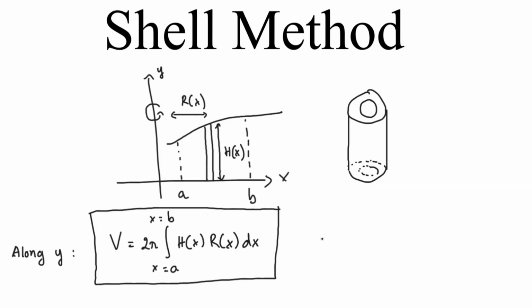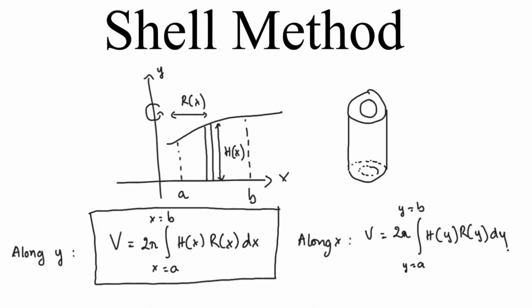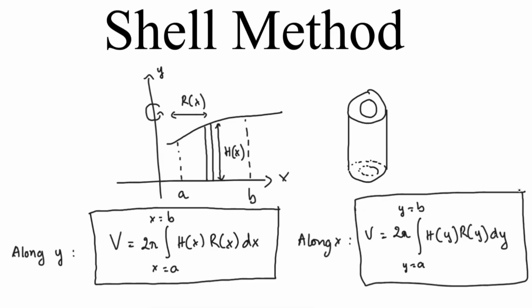If the region is rotating around the x-axis, the formula is going to be V equals 2 pi, integral from y equals a to y equals b, h of y, r of y, dy. So this is the formula when it's rotating around the x-axis.